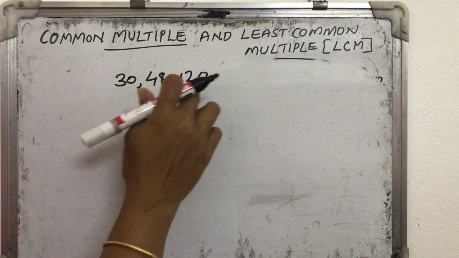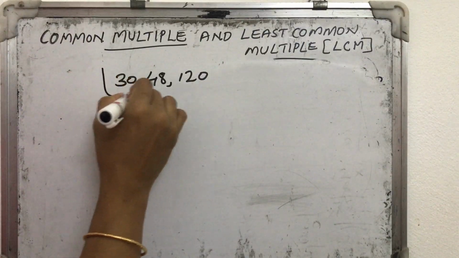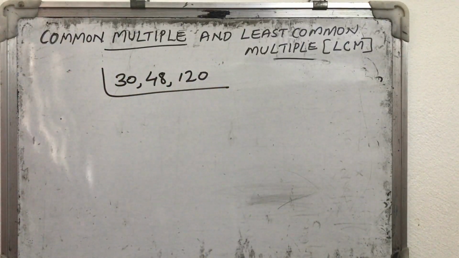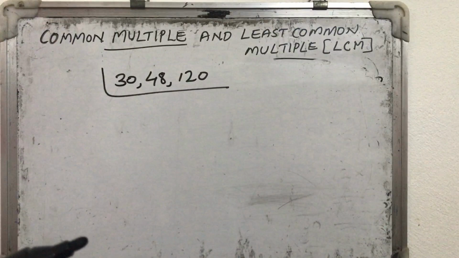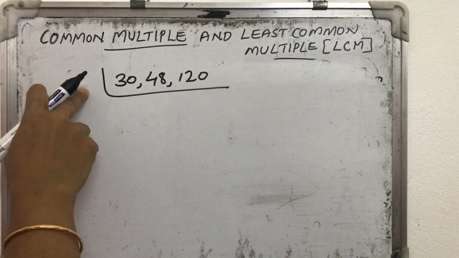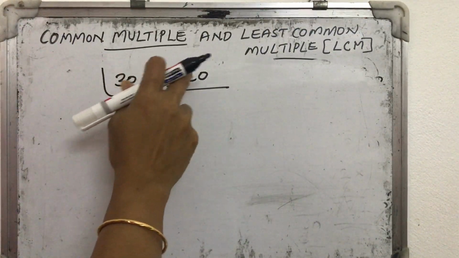So we write down the numbers, putting commas, and we divide all the numbers. So in the case of HCF, we only take a prime number which is divisible into all 3 numbers.